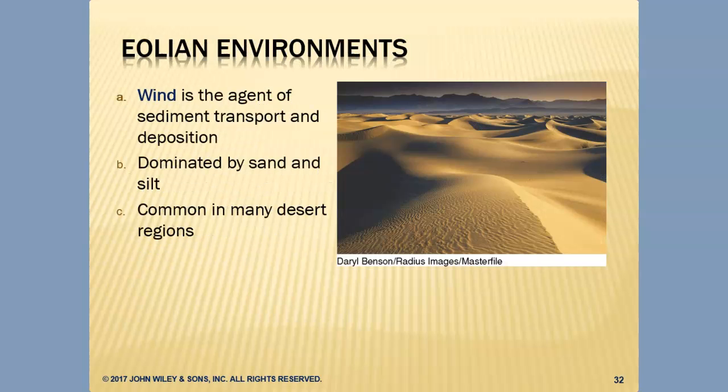This picture shows a typical aeolian environment where wind is the agent of erosion and deposition. It is dominated by sand and silt, and it's common in many desert regions, including those desert regions in California.